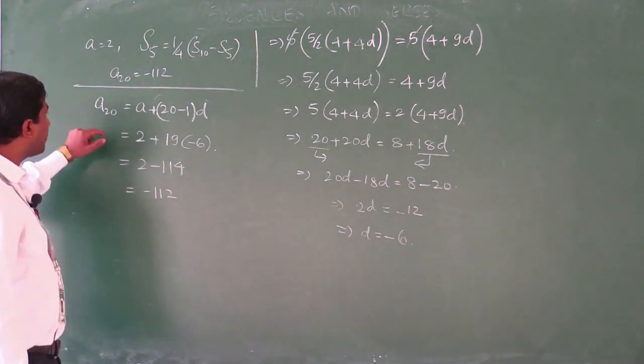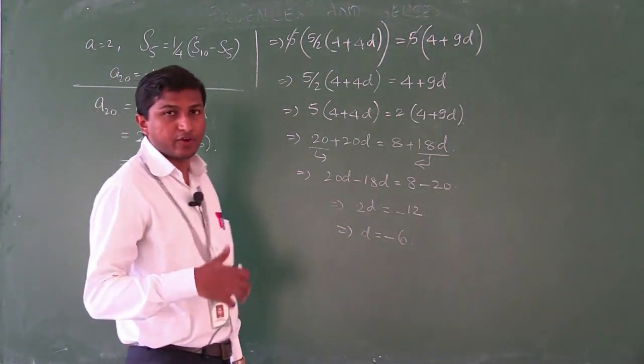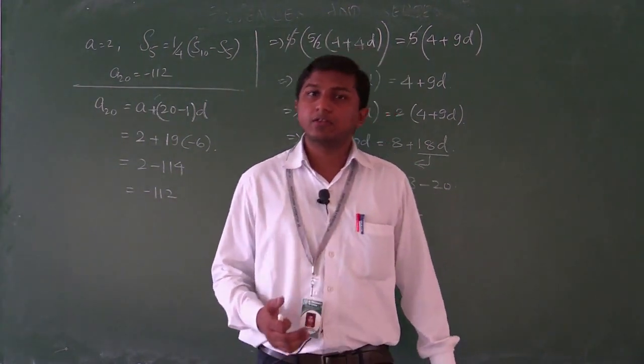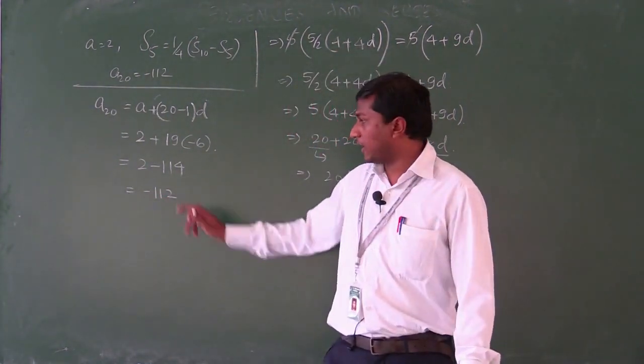So what have we proved? We have proved A20 equals minus 112. It is nothing but the 20th term of this AP is minus 112.